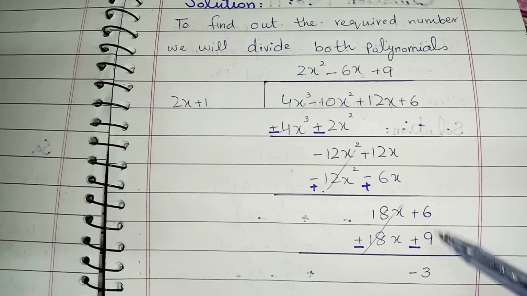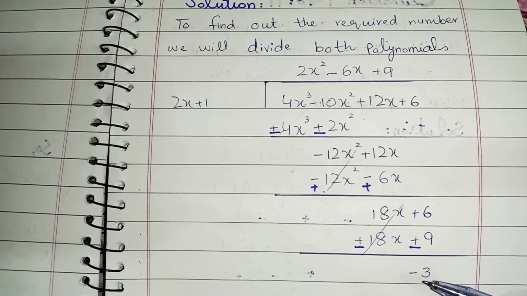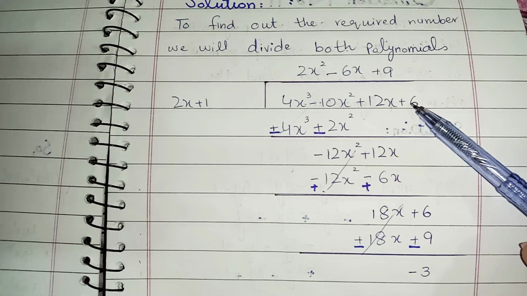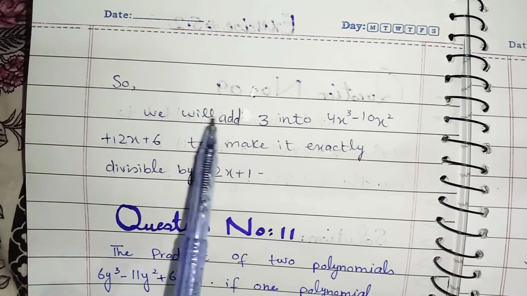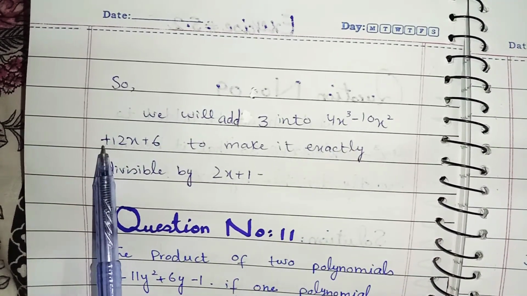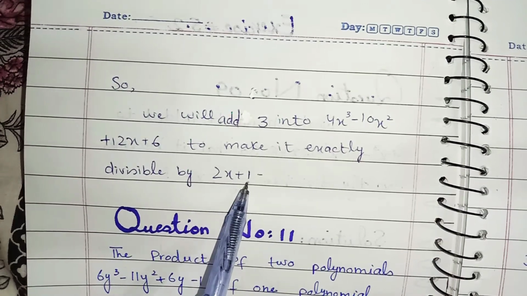Now we have plus 6 and minus 9. After plus minus we will get minus 3. So 3 should be added into the dividend polynomial to get it completely divisible by the divisor polynomial. So we will write the statement as, we will add 3 into 4x cube minus 10x square plus 12x plus 6 to make it exactly divisible by 2x plus 1.